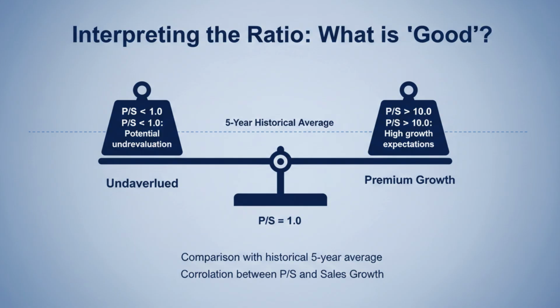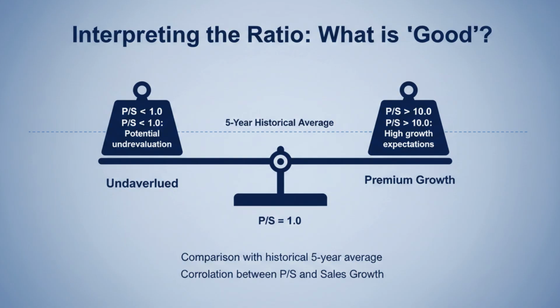Determining what constitutes a good PS ratio is highly dependent on the industry and the growth rate. Generally, a PS ratio below 1.0 is considered undervalued in traditional sectors, suggesting that the market is paying less than $1 for every dollar of sales. Conversely, high-flying tech companies might trade at PS ratios of 10.0, 20.0, or even higher. While a high ratio suggests a premium valuation, it also reflects high expectations for future expansion.